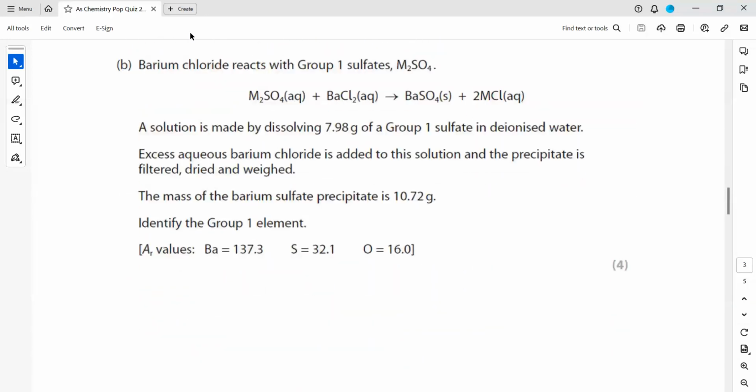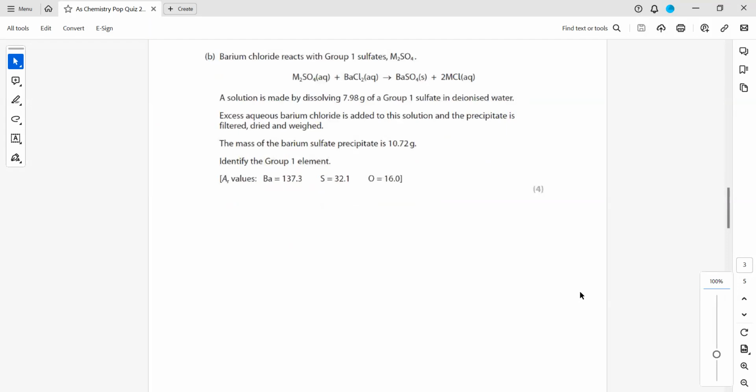Barium chloride reacts with group 1 sulfates. A solution is made by dissolving 7.98 gram of a group 1 sulfate in deionized water. Excess barium chloride was added and a precipitate formed. The mass of barium sulfate is 10.7 gram. Identify the group 1 element. So first we have to work out the total moles of this compound, and then we subtract the mass of the sulfate and we'll work out what the element is.